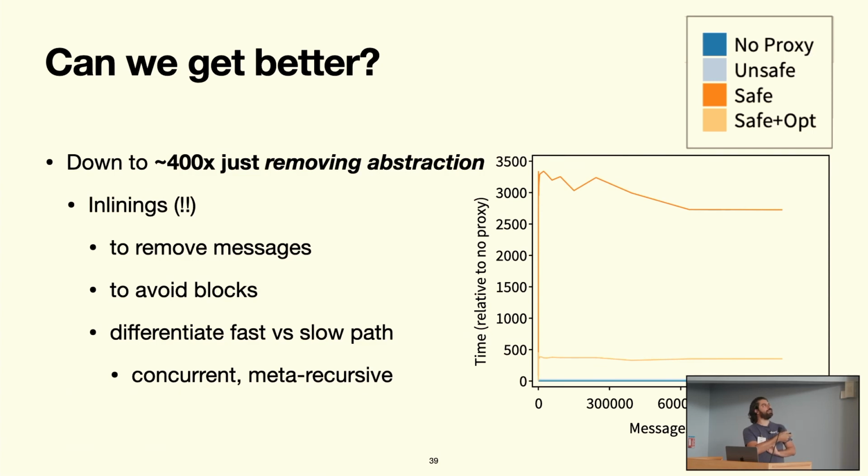I also made a nice optimization differentiating the fast path and the slow path. So if I assume that the common case is that we are not going to have meta recursions, we are not going to have concurrency, we can probably have a fast path for that and then a slow path handling the other cases.